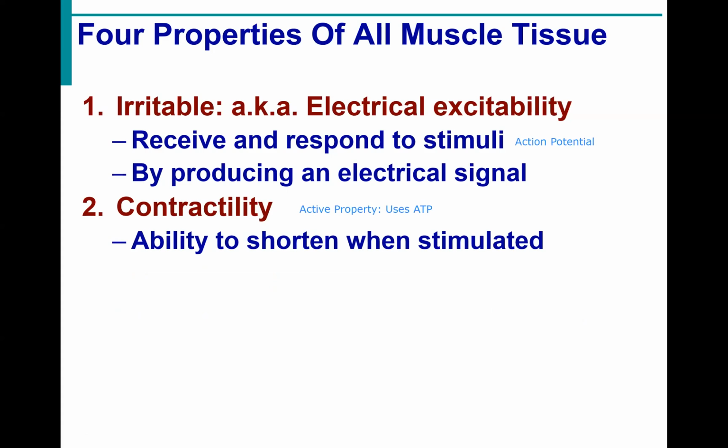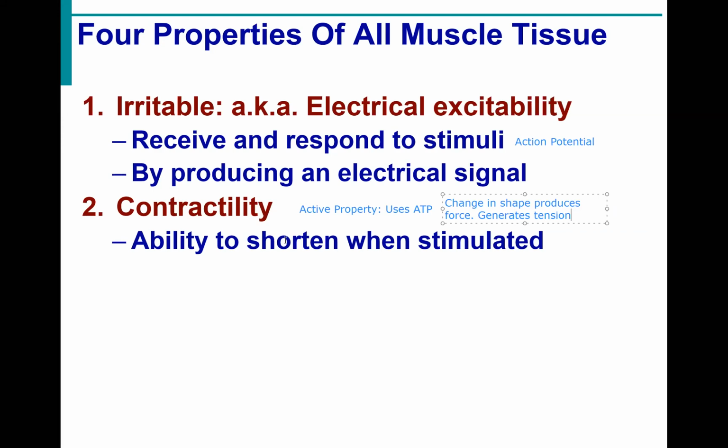So contractility basically means that when it is stimulated, when it produces that electrical signal, that action potential, what it does is it contracts. It uses ATP, and that ATP is what shortens the muscle cell. That change in shape is what produces our force. It produces force, or we could think of it as generating tension. And that's how it does work. This is the active property of how muscle cells do work. They are able to be stimulated, they generate an action potential, and as a result, they change their shape, they produce a force, they generate a tension.